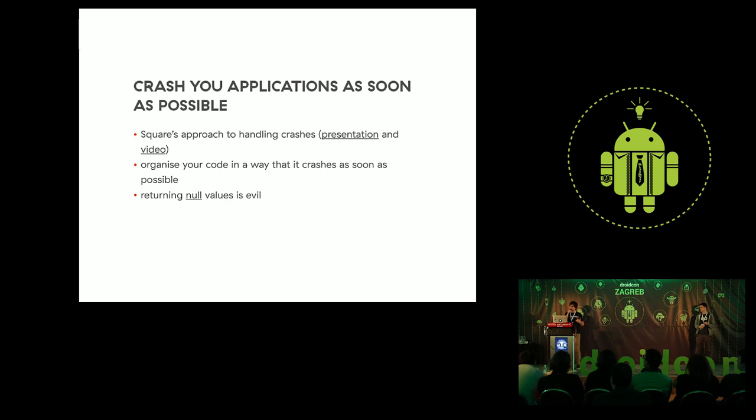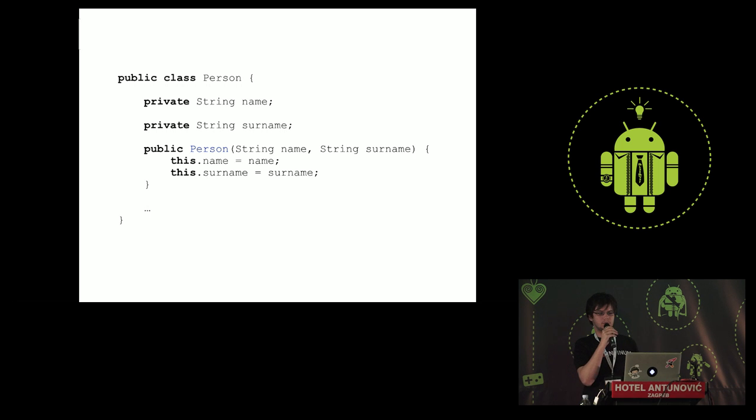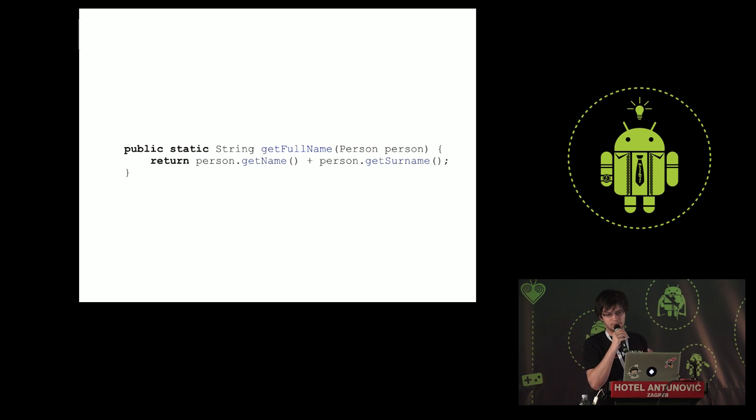And by using this approach, you will quickly find out that returning null values as a method result is pure evil, because you know that something went wrong in your method, but you don't have any information about what actually happened. In order to better understand this approach, let's take a look at a simple code snippet. So let's define a simple person model, which will have two string properties, name and surname, constructor, getters and setters, and so on and so on. And let's say that we have a simple method which returns the full name of that person by combining its first name and last name. And this method is wrong.